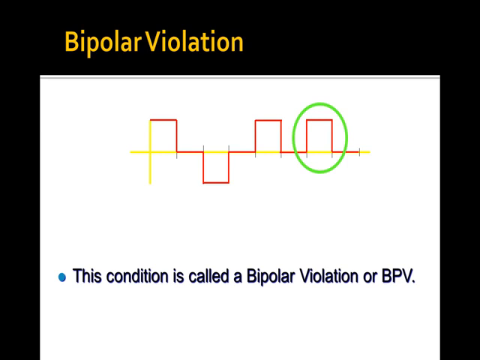What's the rule for AMI? I've got 2 positives in a row. The rule for AMI is every time I send a logical 1, it's got to be opposite in polarity to the 1 I just sent. Okay, I've got positive, positive. My understanding of that at the receiving end is something bad happened. Can I tell what? Can I tell if a pulse was added or a pulse was subtracted?